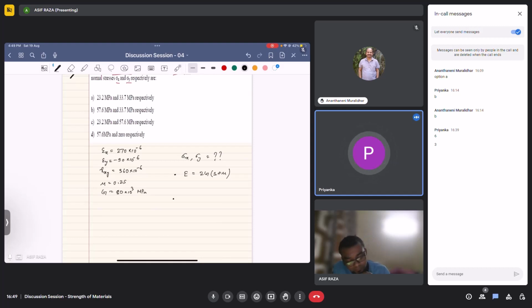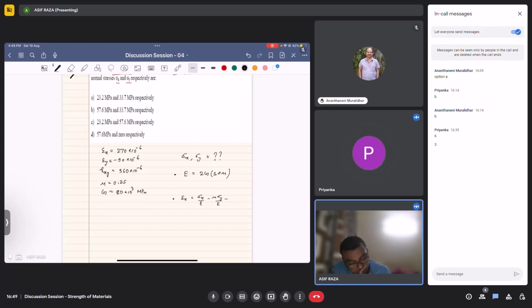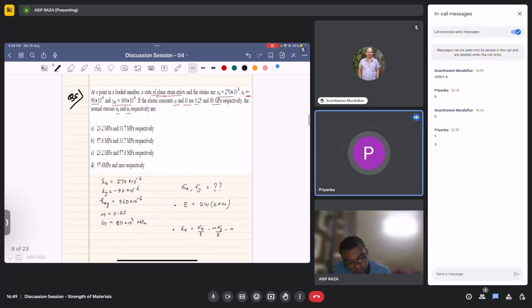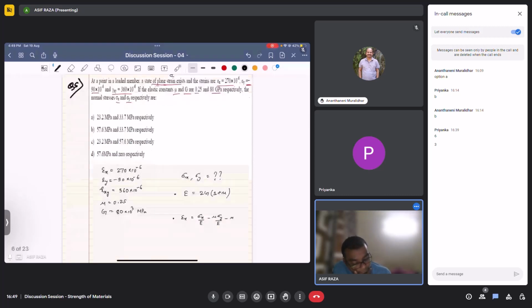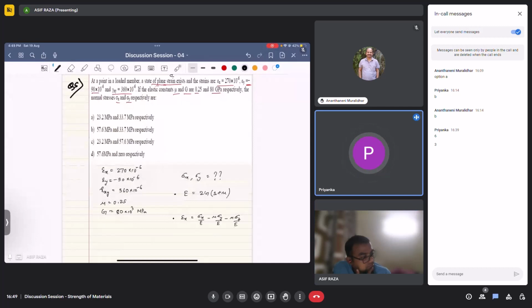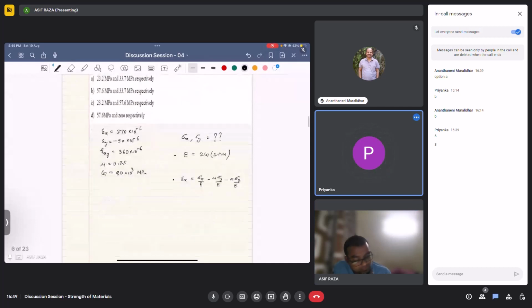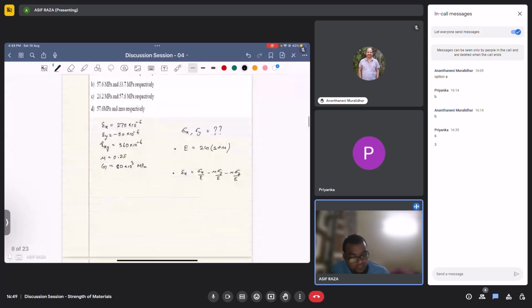Epsilon x is equal to sigma x by E minus mu into sigma y by E, and sigma z is 0, so minus mu sigma z by E. Why would that be zero? It's a plane strain case, not the plane stress case. So plane strain, okay, sir. I'm not sure, so let's solve this.